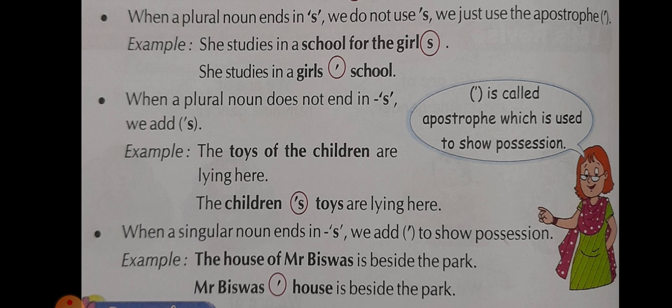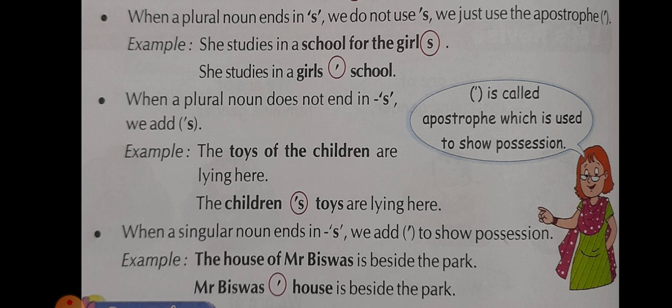The toys of the children are lying here. The children's toys are lying here. So, what is the plural here? Children. There is no S in the last of the word children. That's why we will use apostrophe S here. But in the above sentence, there was the plural noun girls and there was already S in the last. That's why we didn't use apostrophe S. We only used an apostrophe.